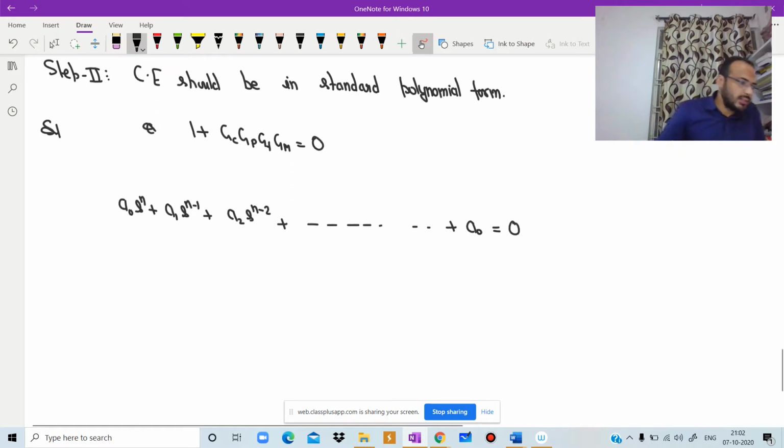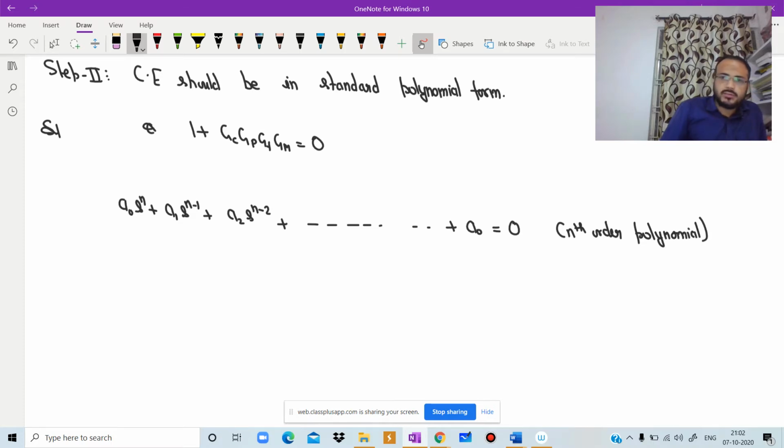Is it clear up to this point? There should be no doubt. And it is nothing but nth order polynomial. You need to take the next step. Take care of this: check whether A node is positive or negative. If A node is positive, then okay. If A node is negative, then multiply both sides by minus 1.